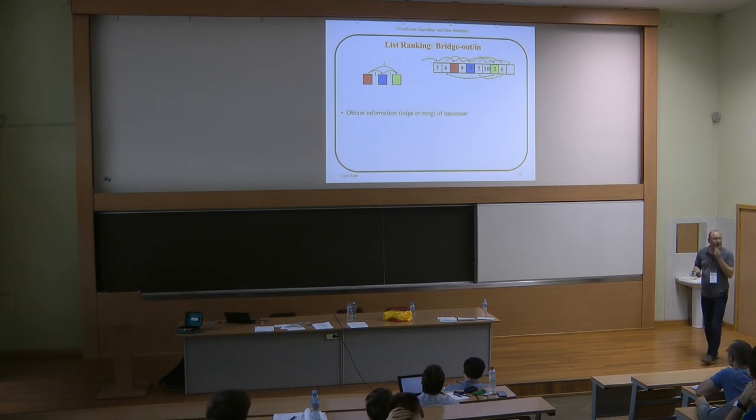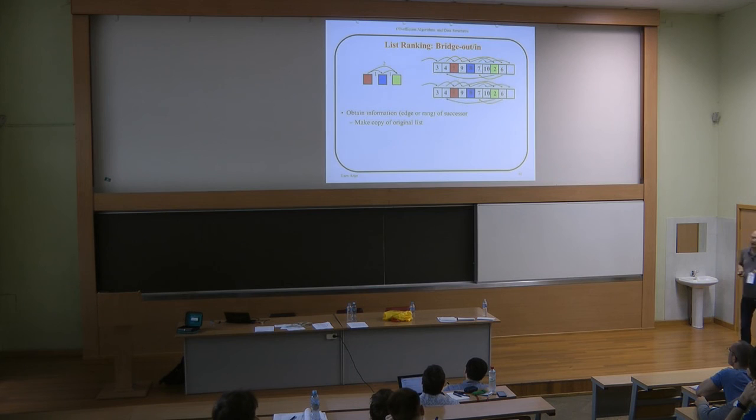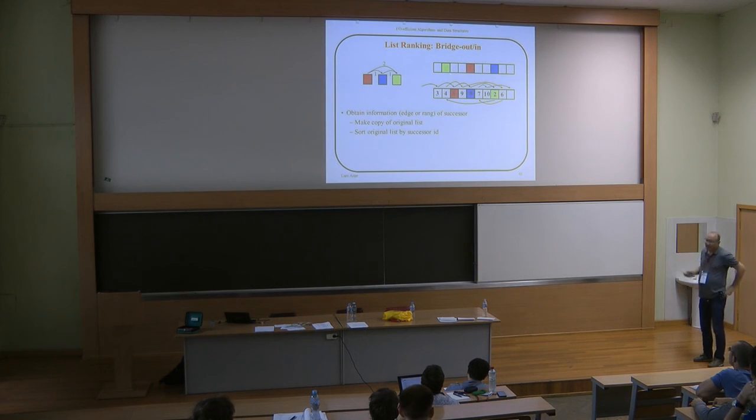How do I do this? I do the following. First, I make a copy of the list. I was in an animation mood when I made these slides. All right? Then I take the original list and I sort it by successor. This list looks weird, so let me remove the errors. The important thing here is that when I sort by successor, the red guy is going to end up in the position of its successor, which is the blue guy.